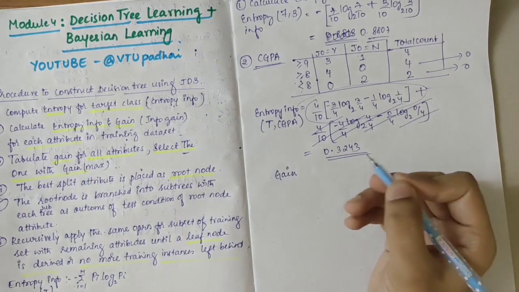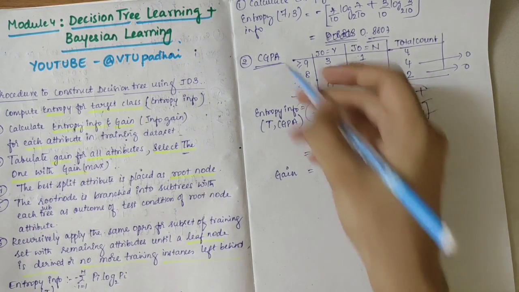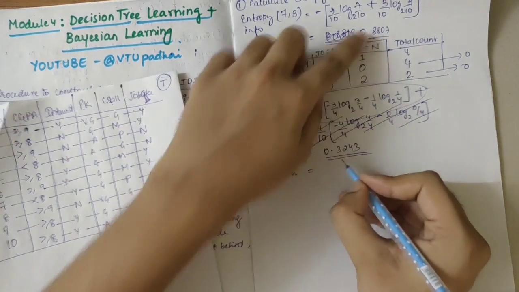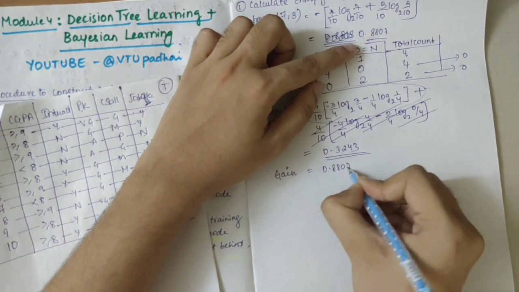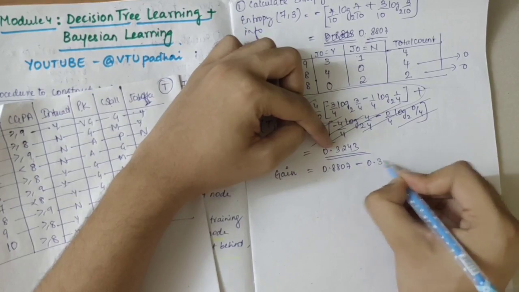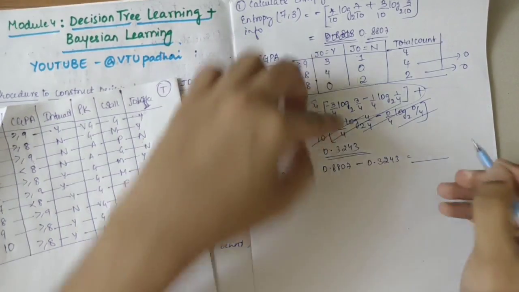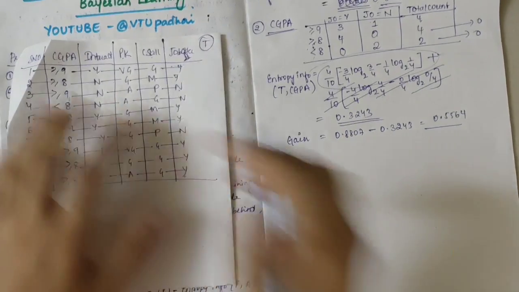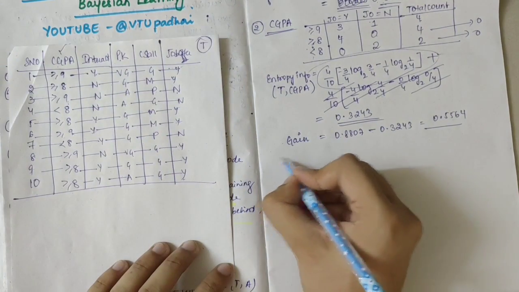So the gain formula, we know that it is the entropy info of T, the main entropy, minus the entropy which we have obtained. So the main entropy here is 0.8807, minus the entropy which I have obtained here, 0.3243. If I subtract this, I would get 0.5564. So I am done with CGPA. I'll look into the interactiveness now.